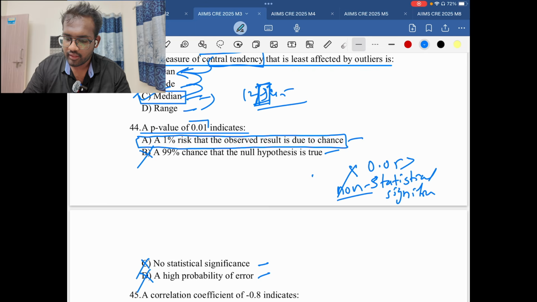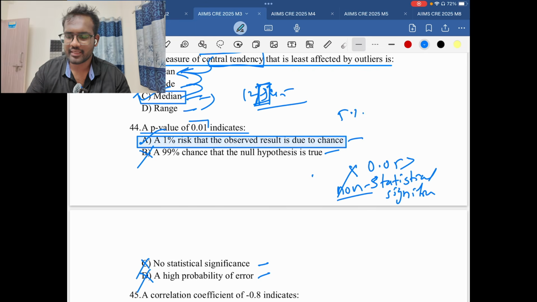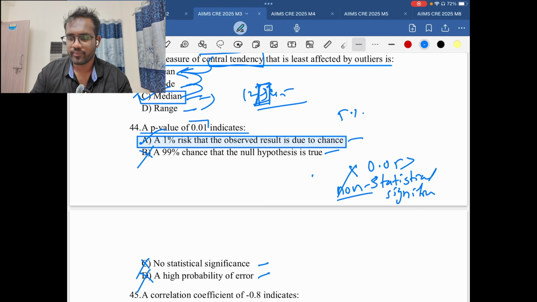If it is 0.05, then it is a 5% chance, a random chance. It may be true, but it is called statistically significant. This I have explained in detail in part 1 or part 2 of my marathon series. You can just go and see it once. It will be very easy.